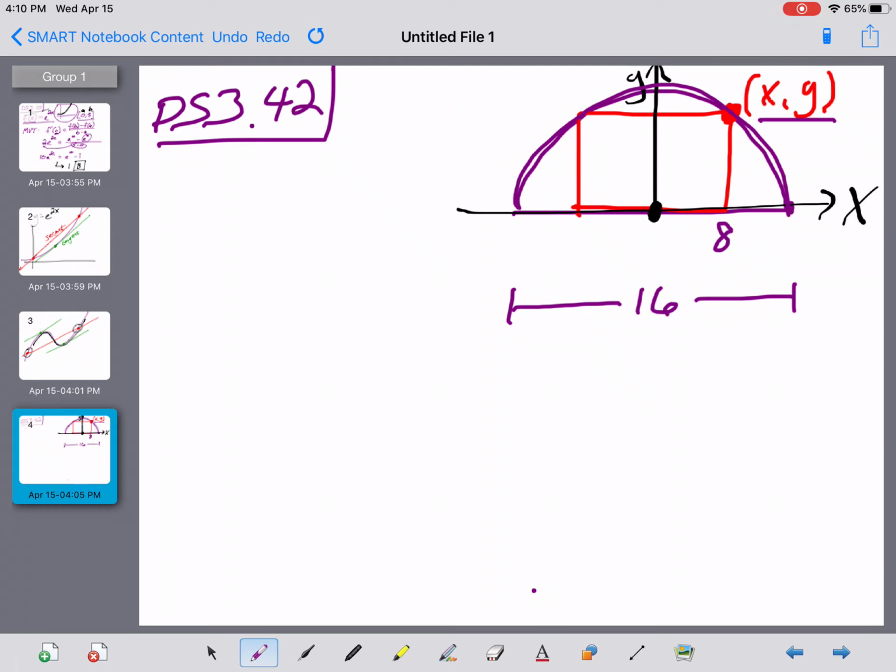And that's why I thought it was a good idea then to move my origin of this system right here to the center of that semicircle rather than having it over here on the left. I think that still would have worked, but it probably would have been more difficult.